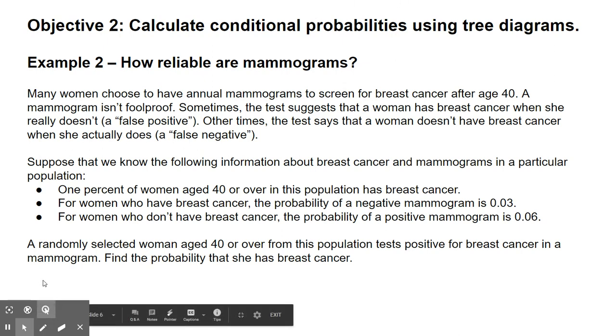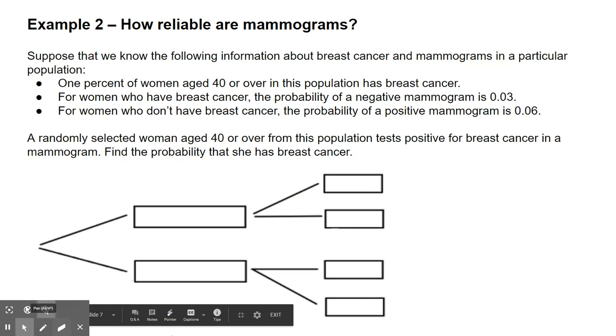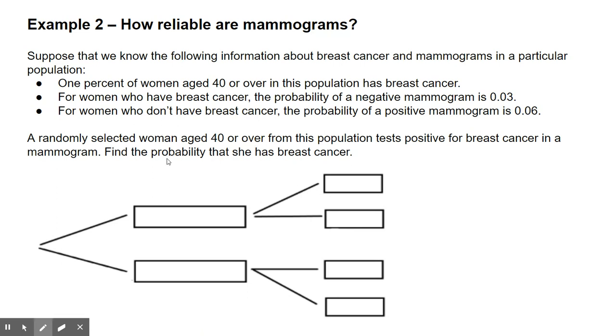Okay, I have this broken into 2 more slides. So on this slide, we're going to make the tree diagram. Again, we have a lot of information here, but let's talk about the stages. Your first stage is about having cancer or not. So either you have breast cancer, or you don't have cancer. And then the second stage is your test, right? And you either get a positive result or a negative result. So there's your stages, right?